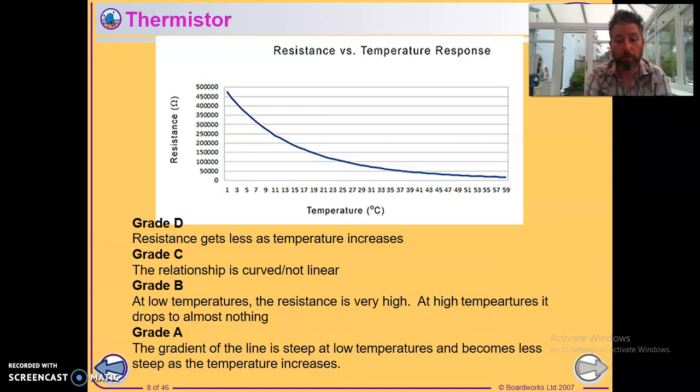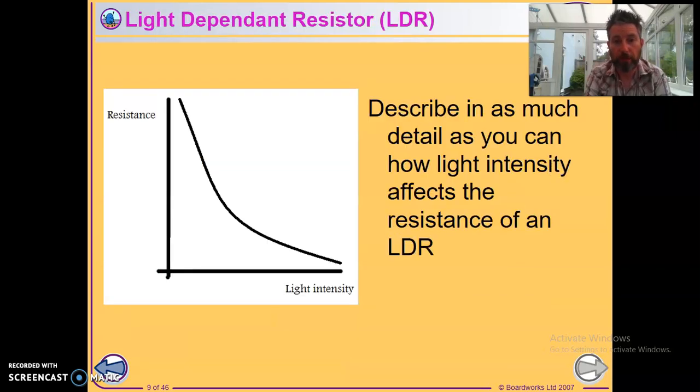Right, what about a light-dependent resistor then? So we could do exactly the same experiment, but this time measuring resistance versus light intensity. So you could either have a bulb next to the LDR and change the current, or you could just have a bulb and move it different distances away. That would work quite nicely.